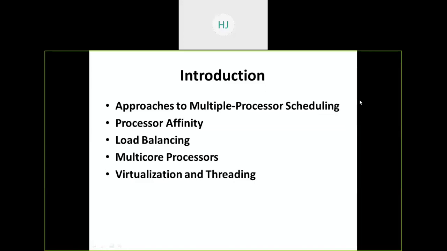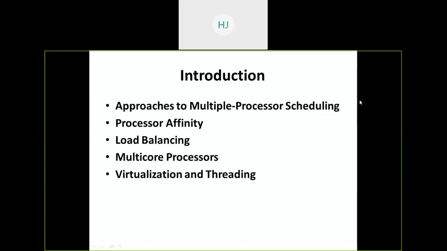The next point is processor affinity. Processor affinity means a process has an affinity for the processor on which it is currently running. When a process runs on a specific processor, there are certain effects on the cache memory. The data most recently accessed by the processor populates the cache for that processor, and as a result, successive memory accesses by the processor are often satisfied in the cache memory.